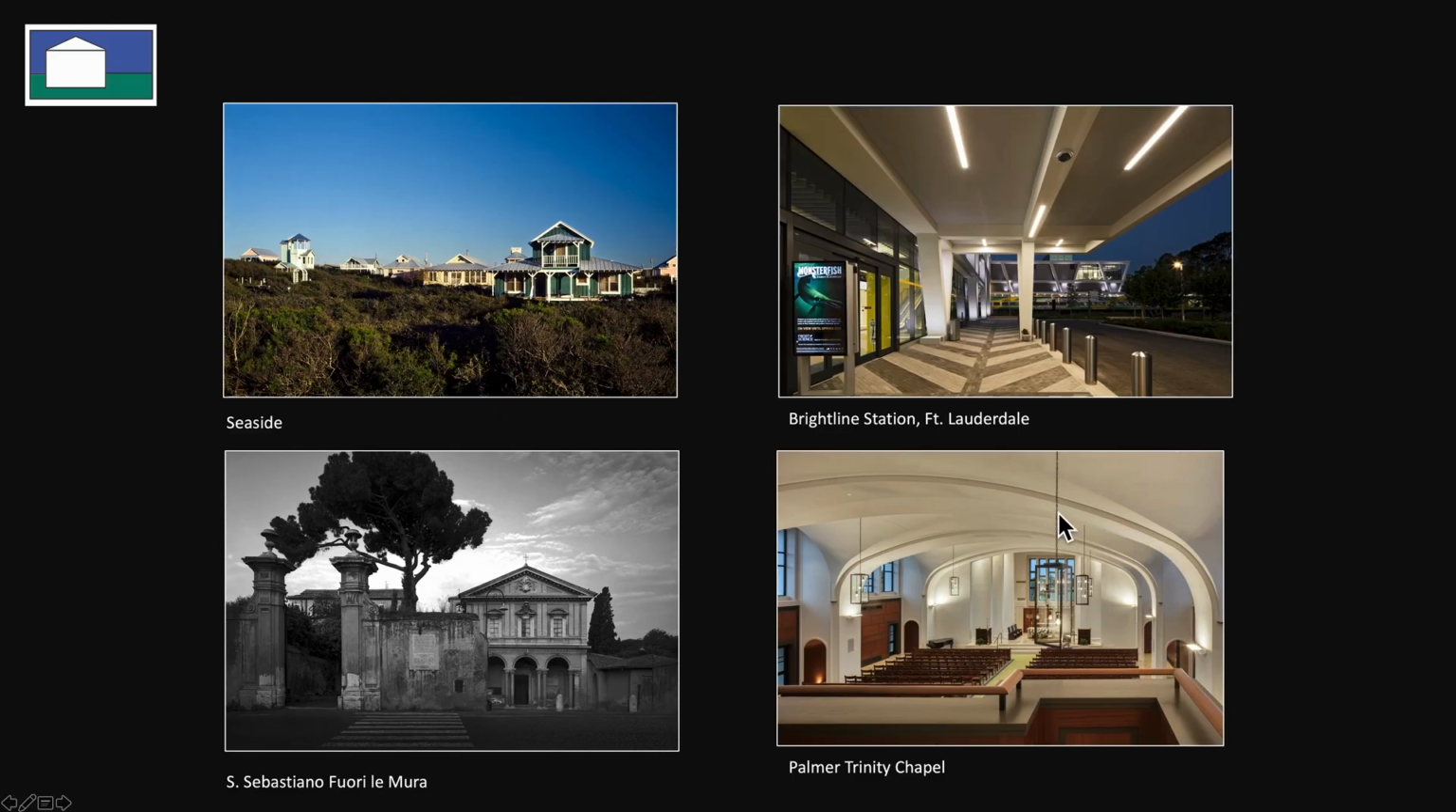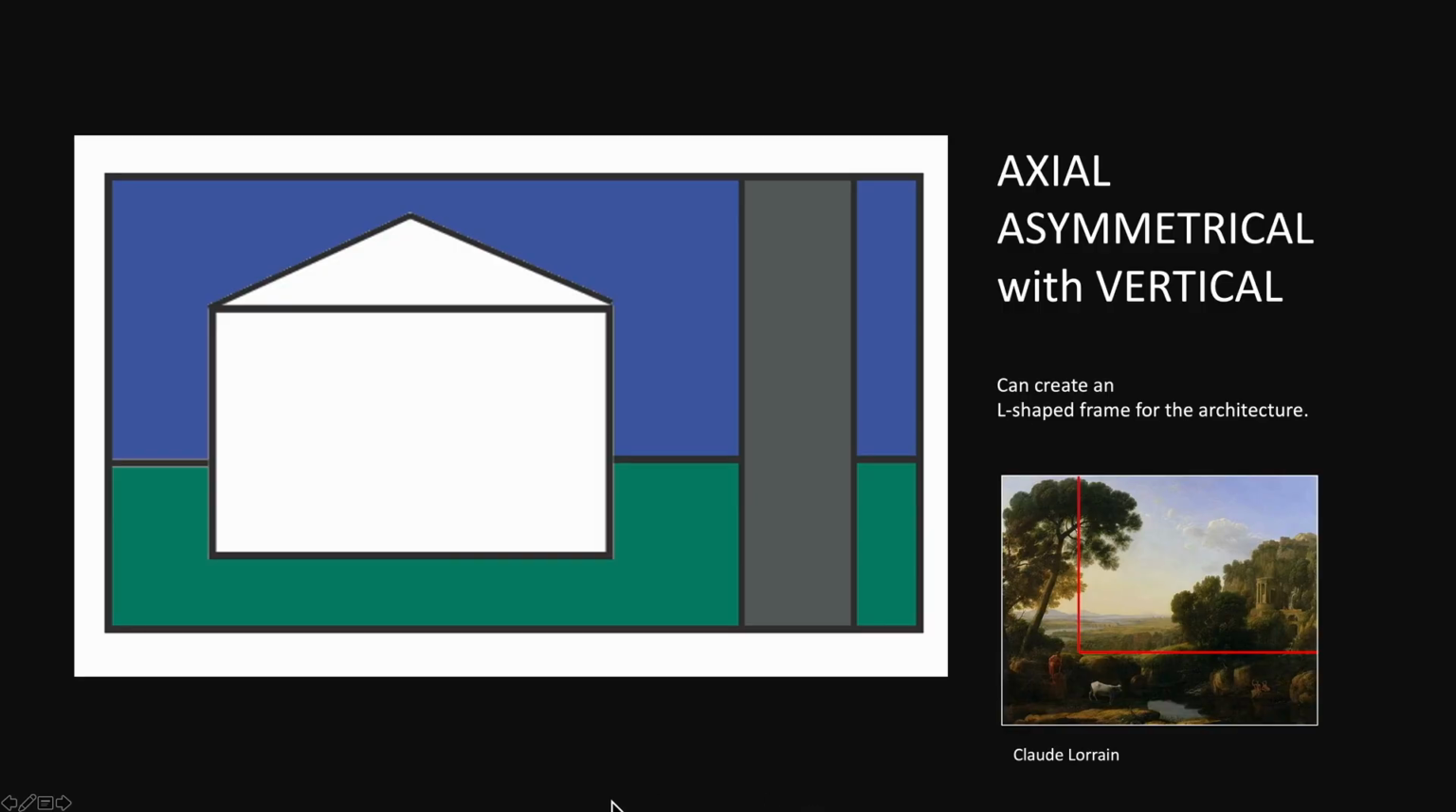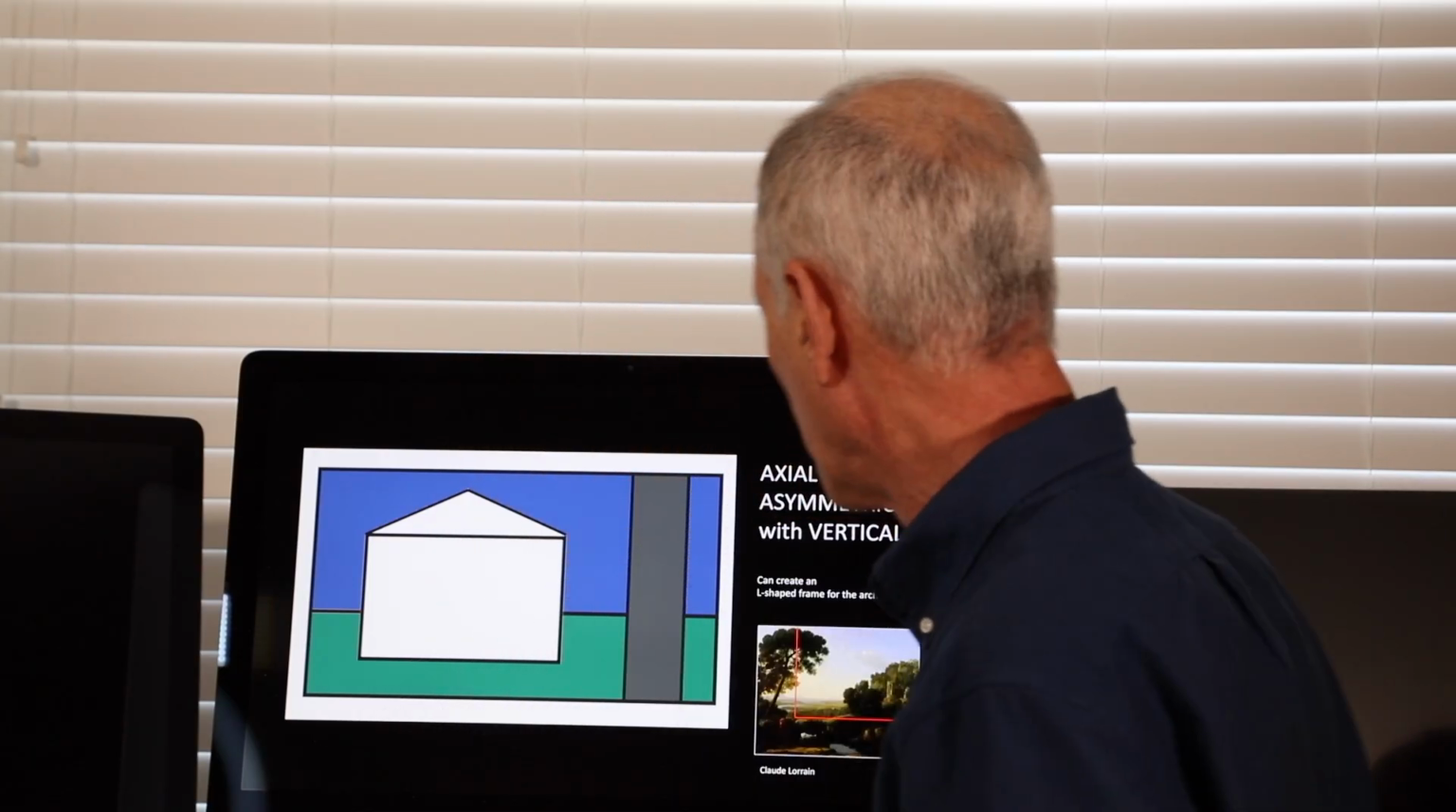These elements are turning you this way, and again, my vertical elements are holding you in. Now, the third shape is the same thing, axial symmetrical, but with a vertical. And we saw this in Claude Lorraine's painting, where he has the architecture here. He has a vertical on the side, and what happens with the vertical is the vertical and the foreground, particularly if the foreground is in shadow, makes this little L shape which frames your architecture. It's a very effective way of doing a frame within a frame.